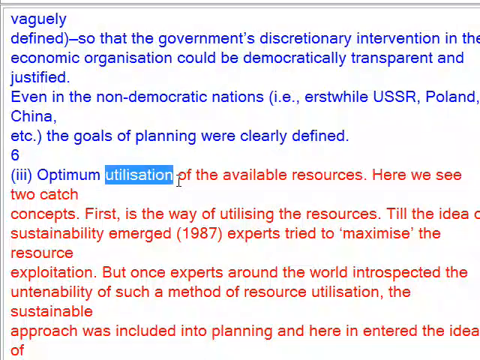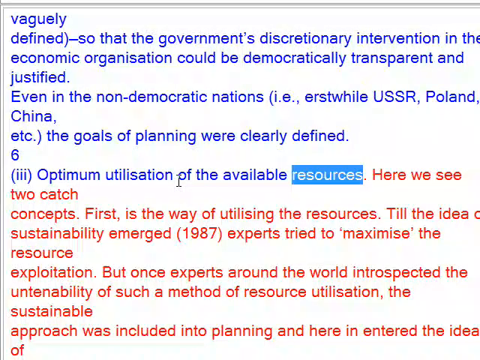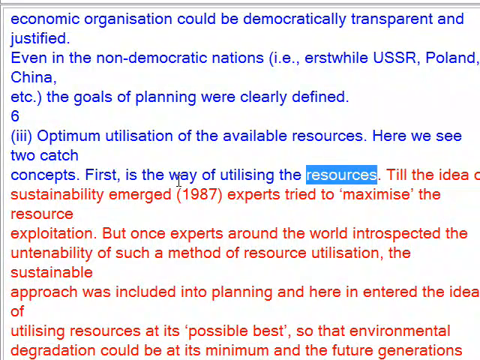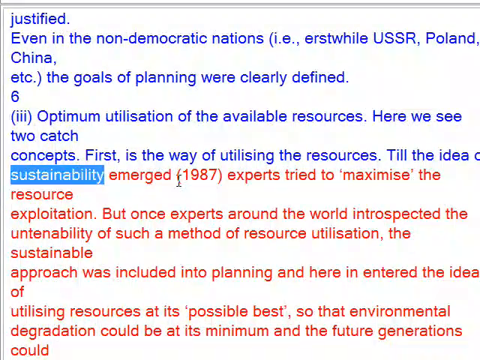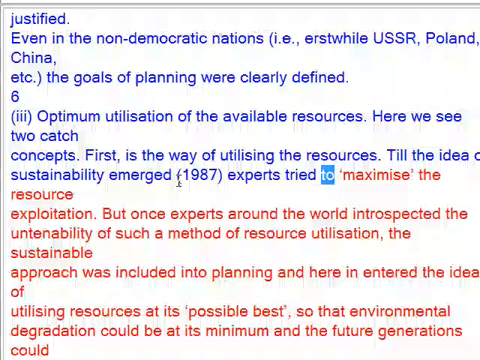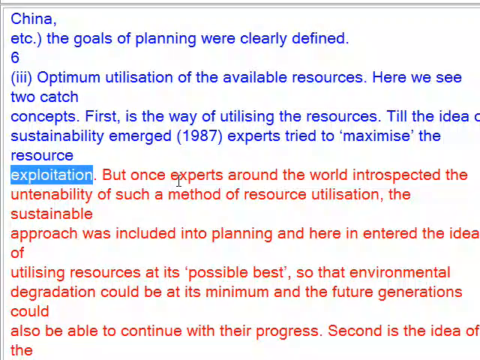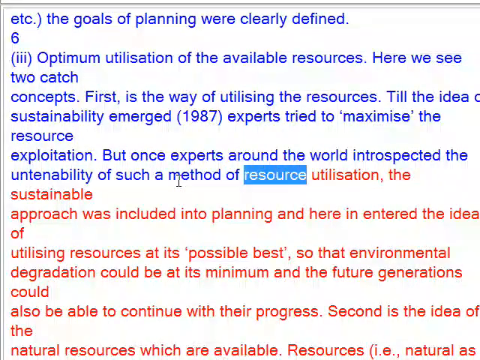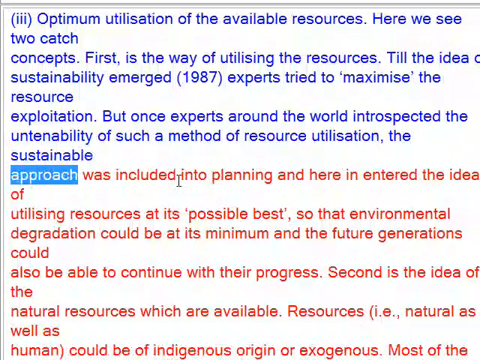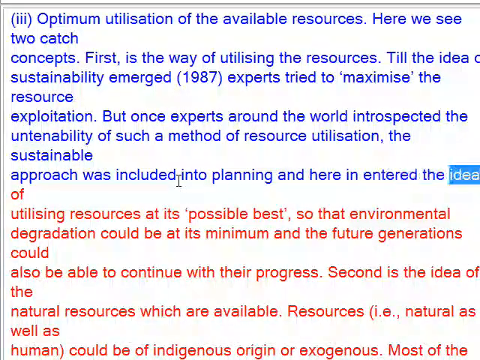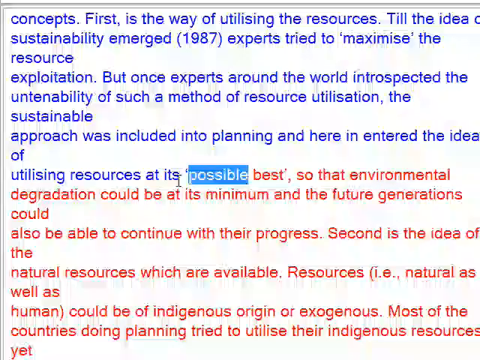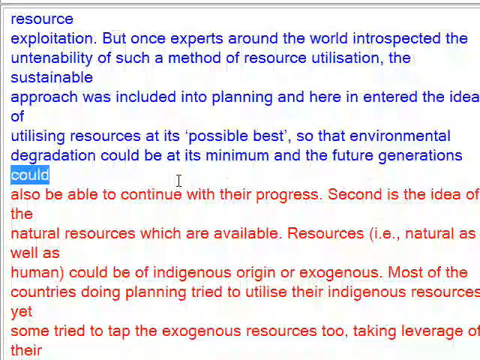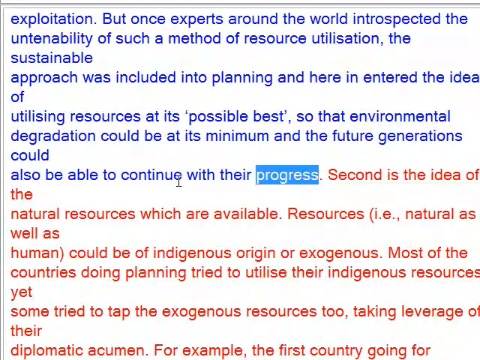6. Optimum utilization of the available resources. Here we see two catch concepts. First is the way of utilizing the resources. Till the idea of sustainability emerged in 1987, experts tried to maximize the resource exploitation. But once experts around the world introspected the untenability of such a method of resource utilization, the sustainable approach was included into planning, and herein entered the idea of utilizing resources at its possible best, so that environmental degradation could be at its minimum and the future generations could also be able to continue with their progress.